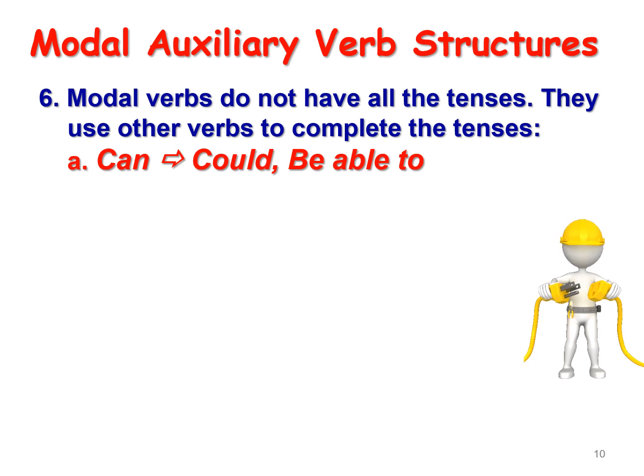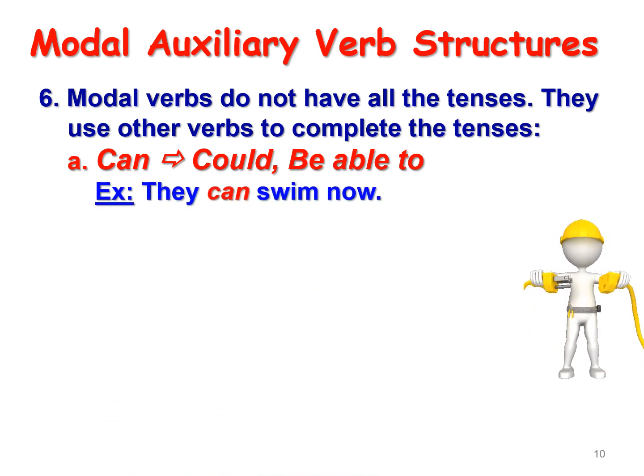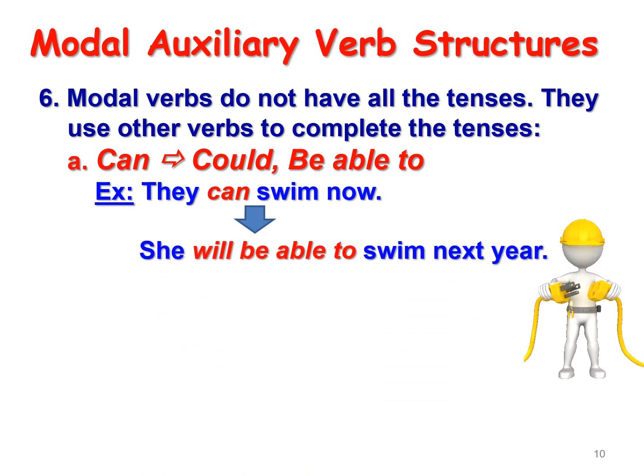Like can. Sometimes we just use it in the present, and when I move to the past, we can use could or be able to or something in here. So you can see, they can swim now. So can, we just use it for the present. She will be able to swim next year. They can swim now. She will be able to swim next year.